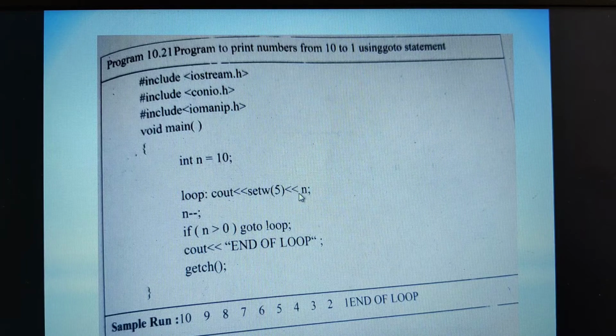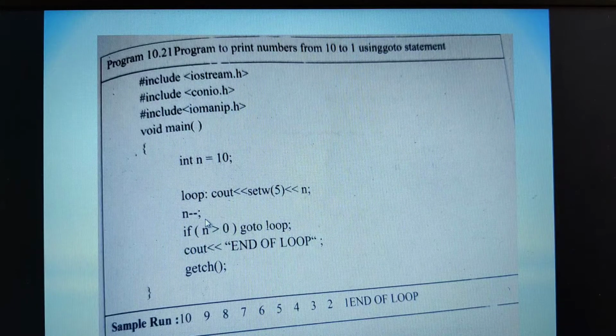Again n gets printed, again the n value gets decremented, and again n is greater than 0. Initially the value of n will be 10. So the first time 10 is printed, and 9 is the decremented value. Is 9 greater than 0? Yes, the condition is true. Again go to loop, so control comes here. Again 9 is printed, decremented, 8 is greater than 0, yes, again go to loop. Like this, the go to statement makes an absolute or unconditional jump from one statement to another by skipping the statements in between.